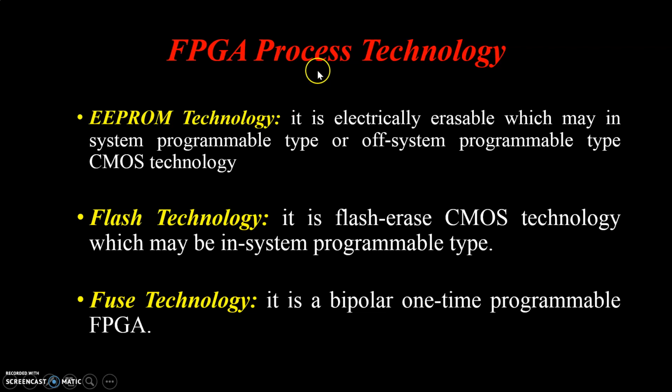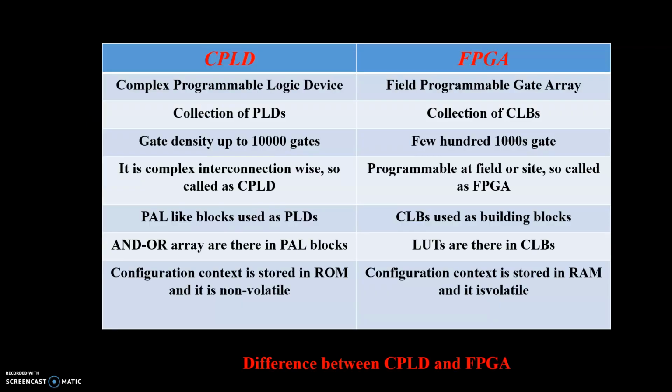FPGA process technology, continued. EEPROM technology, which is electrically erasable and may be in-system programmable type or off-system programmable type CMOS technology. Flash technology, which is a flash erase CMOS technology and may be in-system programmable type. Fuse technology, which is a bipolar one-time programmable FPGA.